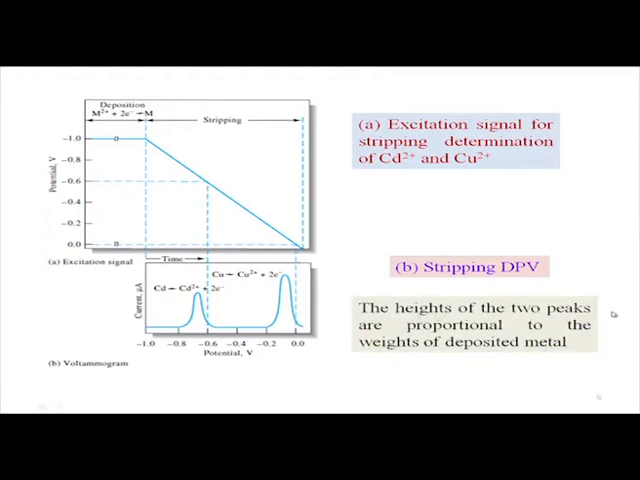So, the heights of these two peaks, as we discussed earlier in the case of DPV alone, are proportional to the weights of the deposited metal, because it is related to the concentration, and that concentration is directly proportional to the amount of deposition during the cathodic cycle.